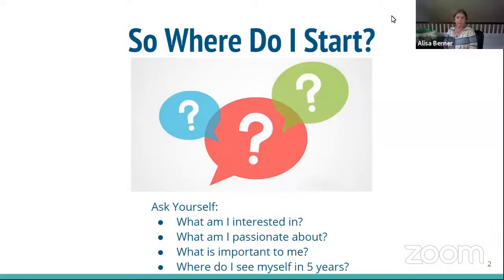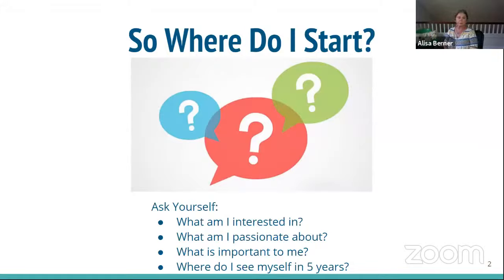Oftentimes, students don't know where to start. They may have an idea of a career path, but that doesn't really fit them. For example, I was a business major, and that was until I took accounting and economics. If I had taken the time to do the research and determine if that was a good fit for a major and a career, I would have saved myself both time and money.